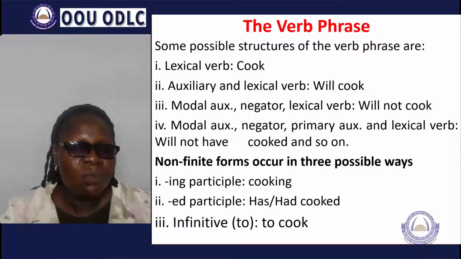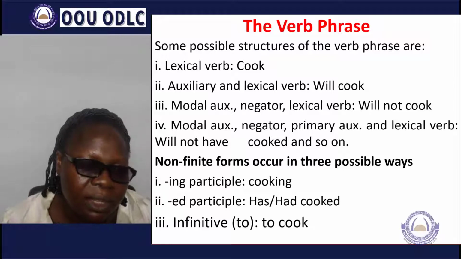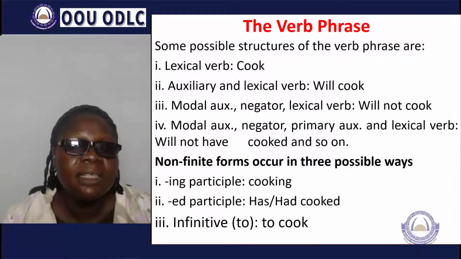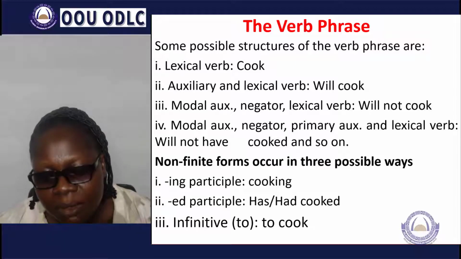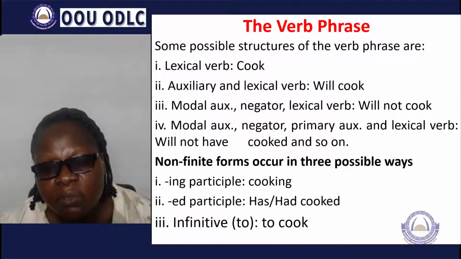So when you say, I will not cook, the word will is a modal auxiliary, and then the negator, not, is followed by the lexical verb cook. That's another possible structure of a verb phrase.